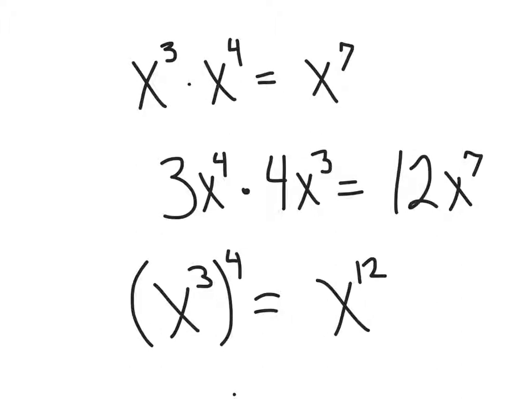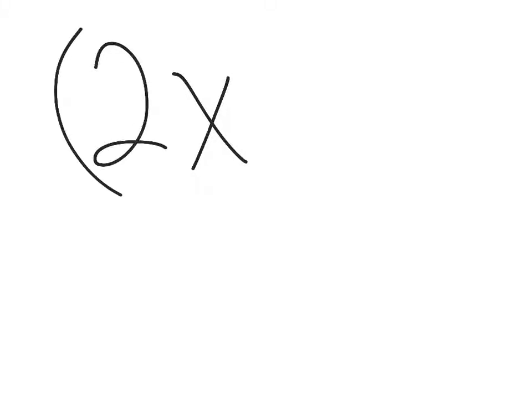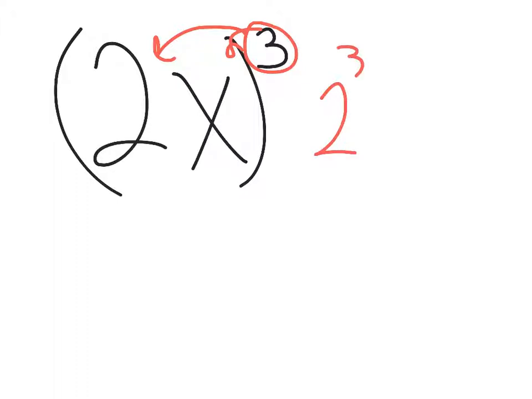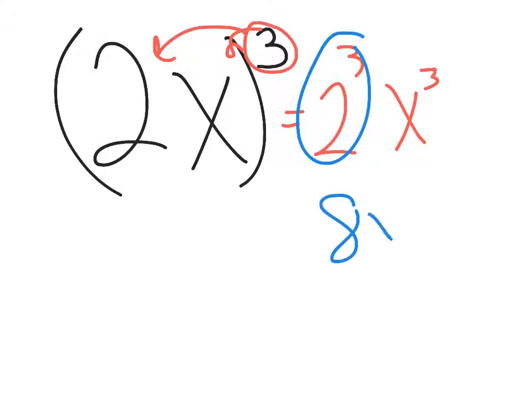What if I had x? How about this? 2x to the third. Yep. Distribute to each, and you will get 2 to the third and x to the third. And the only other thing you could do from there is a 2 to the third. That's really 2 times 2 times 2. 8x to the third will be the final answer right there. Okay?